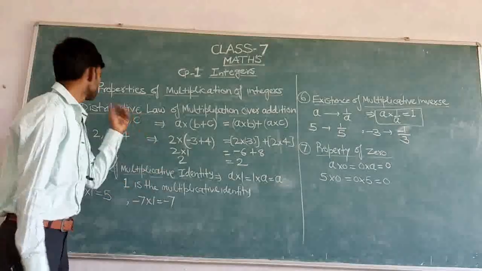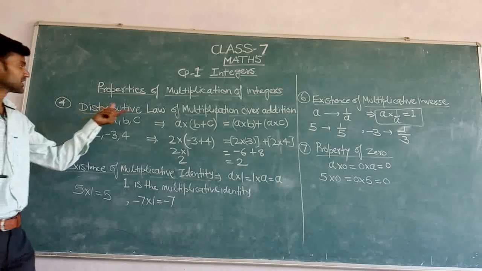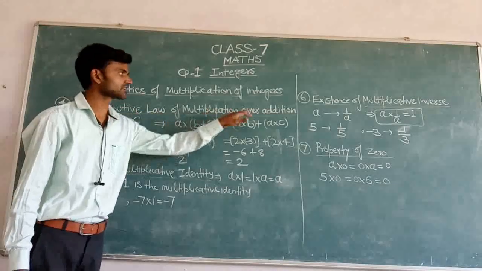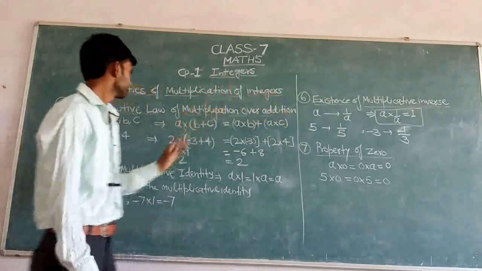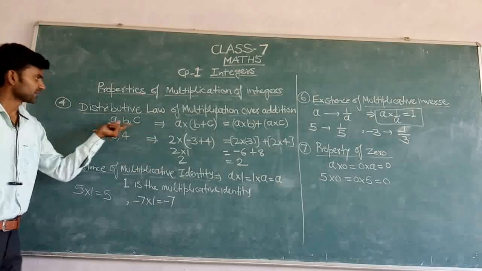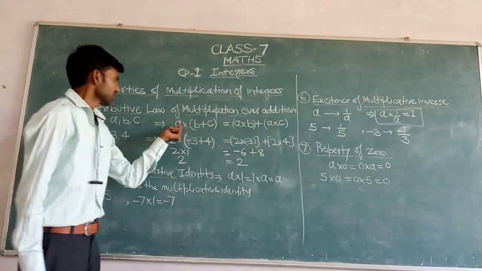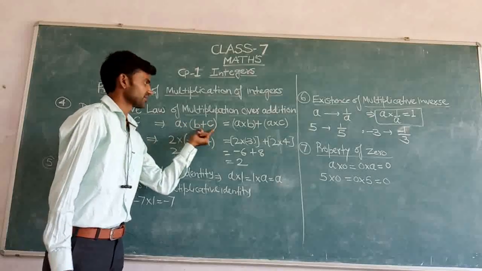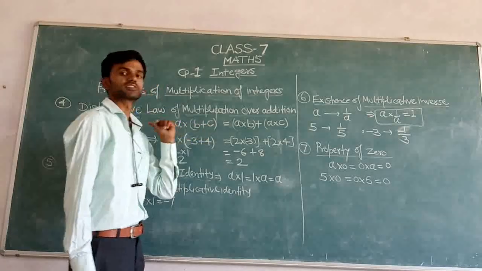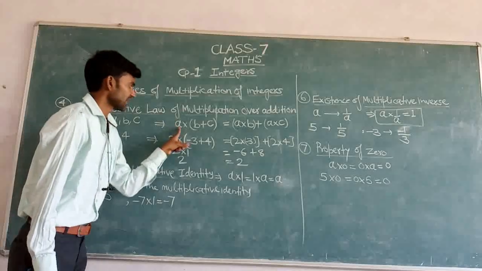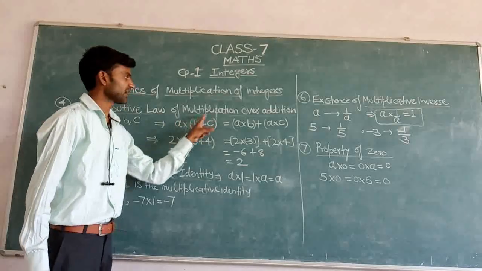Now the next property is the distributive law of multiplication over addition. Suppose a, b, c are three integers. Then when a is multiplied to the sum of b and c, then a is distributed to b and c.